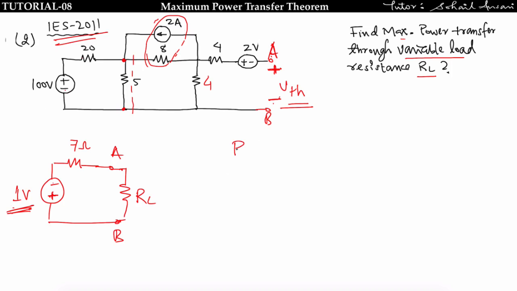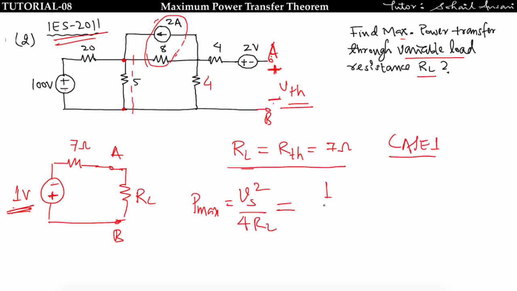So what is the value of RL? RL is equal to RTH is equal to 7 ohm. And the maximum power transfer from source to load is given by 1 divided by 28 watt.